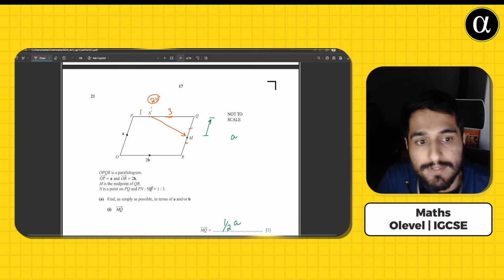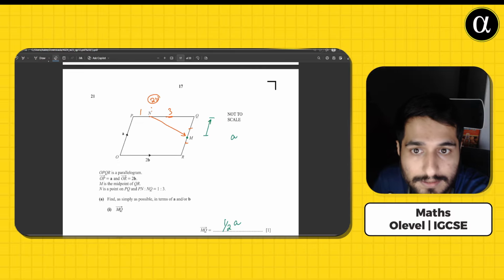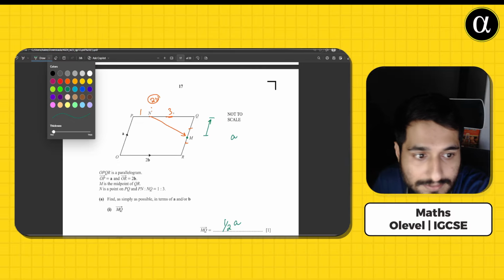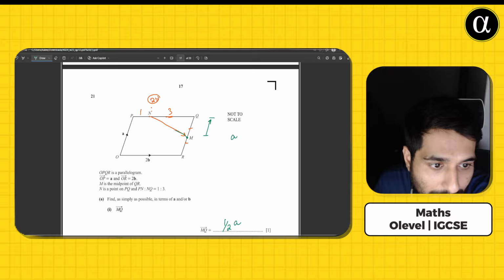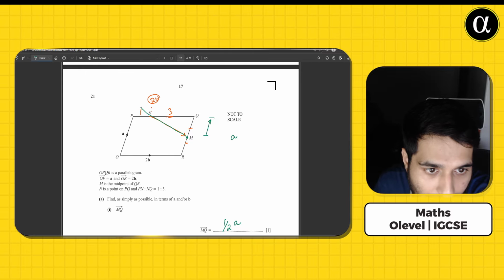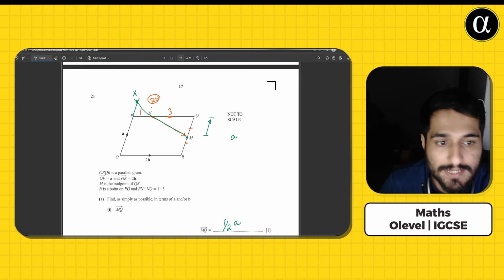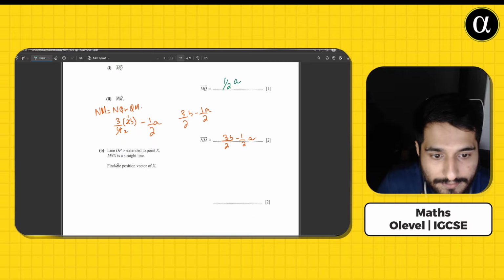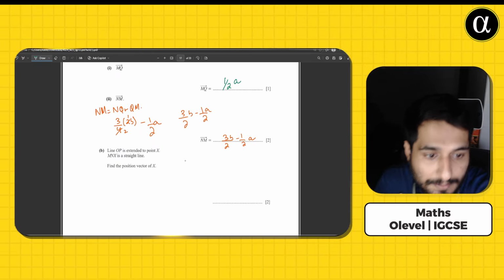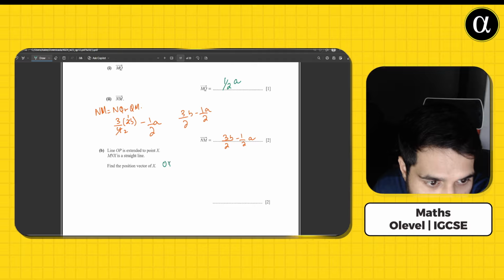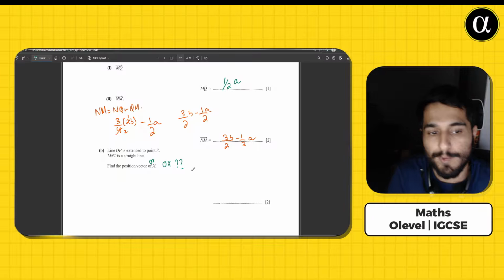All right, so it says that this line M and X, if I draw this line M and X, and this line OPX, they both extend to form the point X. This is what the examiner says. Now it further says find the position vector of X. That means the examiner wants us to find OX. Now position vector means in terms of O.